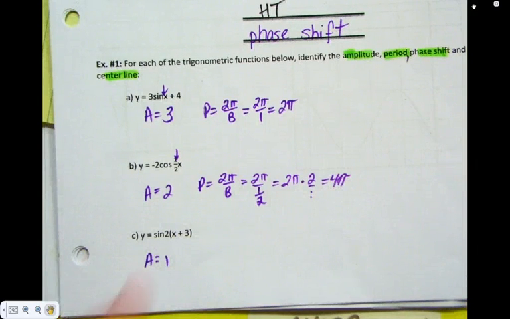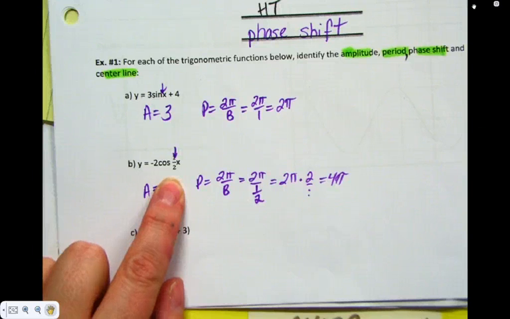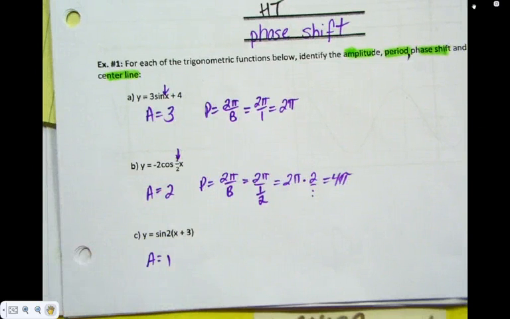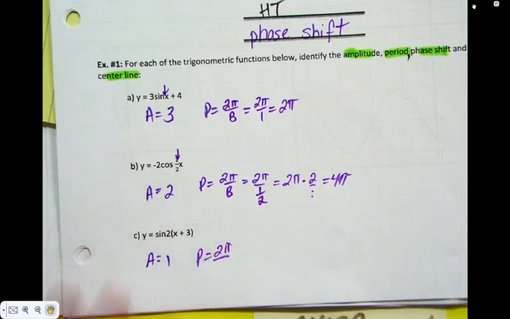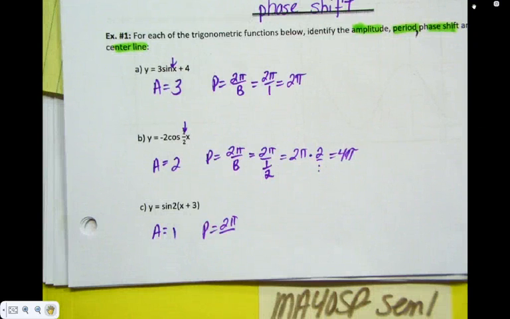Which should make sense because we know that this 1/2 in there is a horizontal stretch. So what we've done is taken the normal period and stretched it out twice as far. That's why it's becoming 4 pi. So for a degree fanatic such as myself, that would be 720, I'm guessing. Yeah, I don't know, we just wouldn't do it in degrees. Unless you're me.